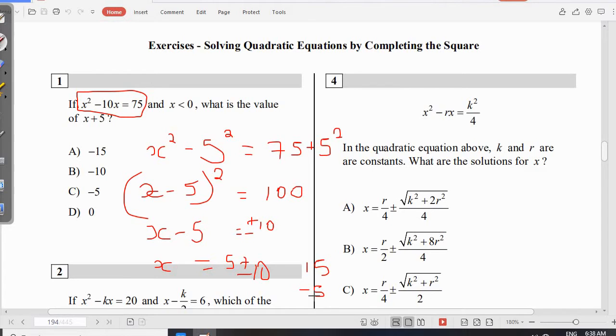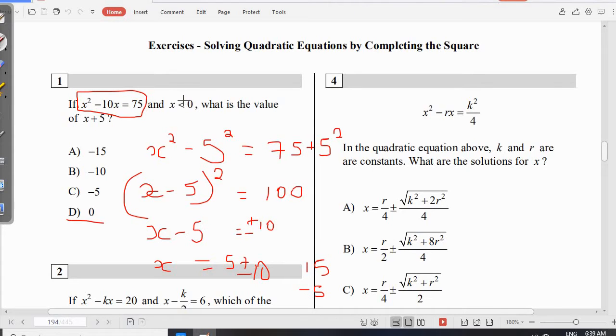So these are your two answers to the quadratic equation by using the method of completing the square. Here we have 15 and minus 5. Now they're asking you what is the value of x plus 5. So x plus 5 could either be 15 plus 5, which is 20, or minus 5 plus 5, which is 0.